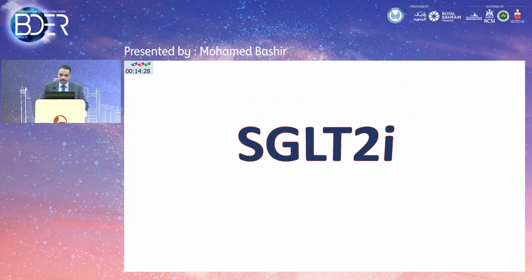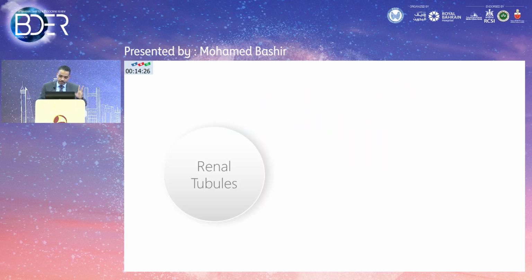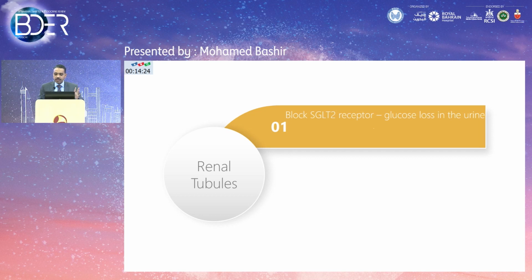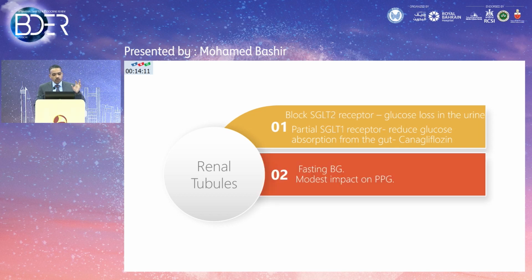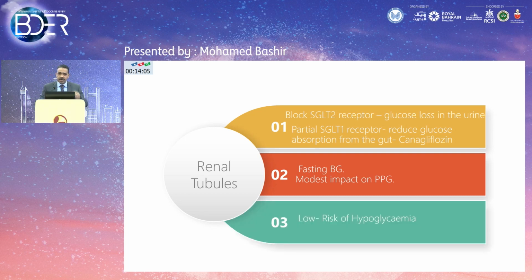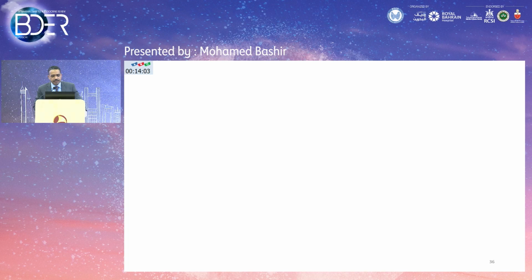So SGLT2 inhibitors, again, we just need to have a quick peek on how they work. They work on the excretion of glucose in the urine, by blocking SGLT2. I'm not sure if you have SGLT1 partial inhibitors like canagliflozin, but Cana can reduce glucose absorption. We don't have Cana in Qatar. So the impact is in fasting, modest on postprandial. Cana has a better impact on postprandial glucose, and generally they have a low risk of hypoglycemia.